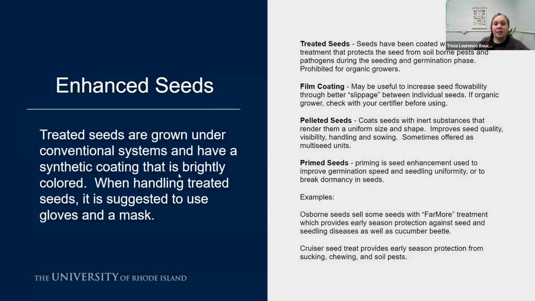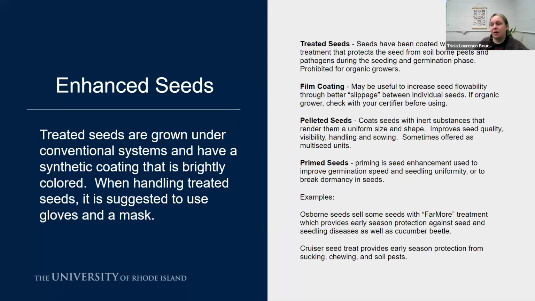So another type of seed that you might see, in addition to those other labels, are enhanced seeds. These are treated seeds that are grown under conventional systems and have a synthetic coating that is brightly colored. When you handle these seeds, you want to be wearing gloves and a mask. They are usually treated with a fungicidal treatment that protects the seed from soil-borne pests and pathogens during the seeding and germination phase. They are prohibited for use for organic growers.